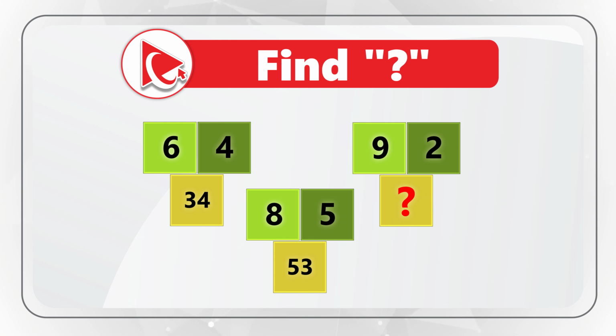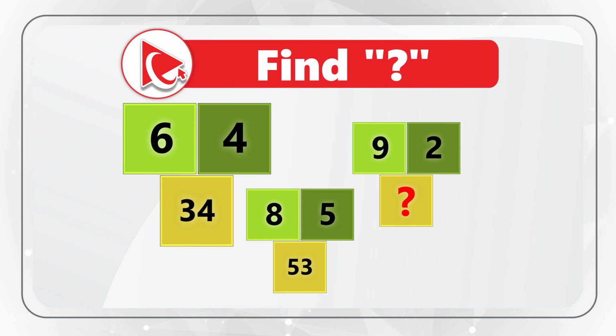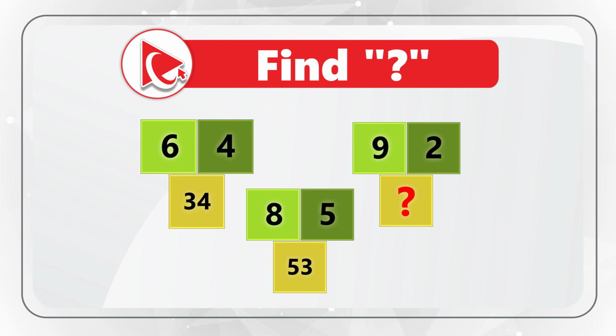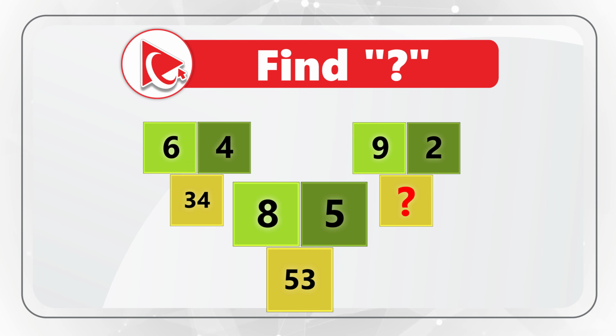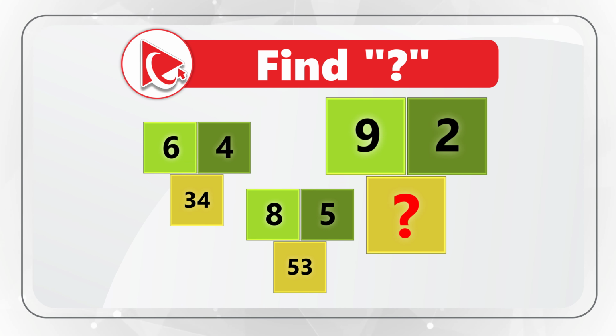You're presented with 3 sets of numbers. Each set has 3 numbers in the group, and 1 number is missing. The first set has numbers 6, 4, and 34. The second set has numbers 8, 5, and 53. And the last set has numbers 9, 2, and the final number in the third set is missing.